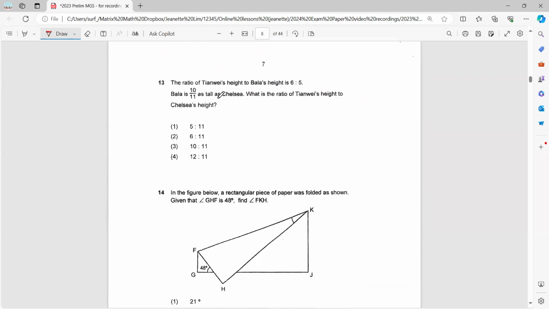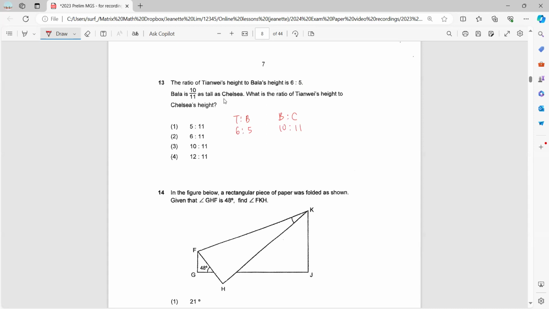Question 13. The ratio of Tian Wei's height to Bala's height is 6:5. Let's write down the ratio. T to B, 6:5. Next, Bala is 10/11 as tall as Chelsea. So B to C will be 10:11. What is the ratio of T to C, Tian Wei to Chelsea?